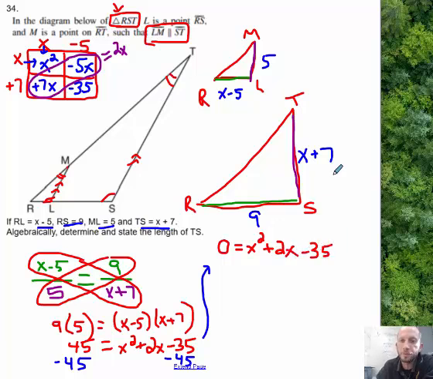And this is where you have to factor. You can visualize this factoring as like the reverse area model to figure out what the factors are. Sorry, I wrote this negative 35. That was a mistake. Got to combine that, the negative 35 minus 45.